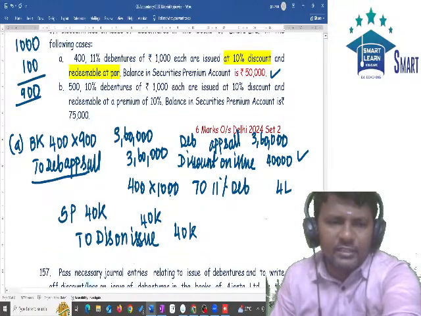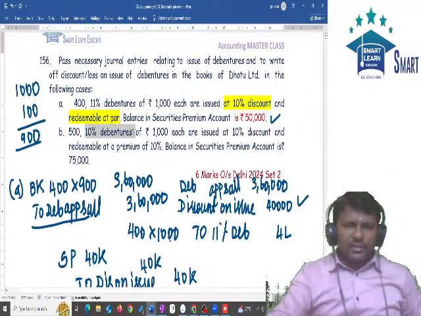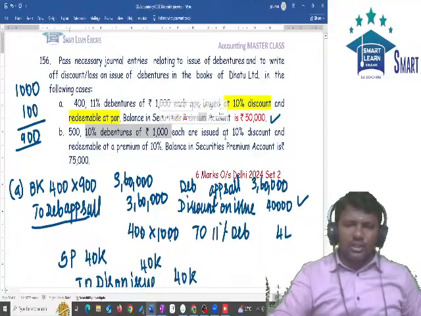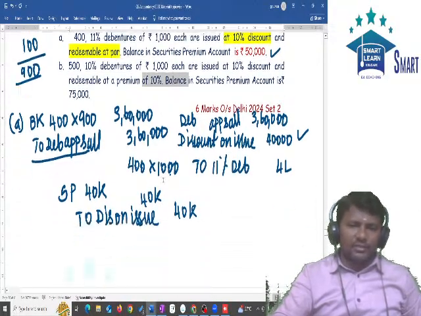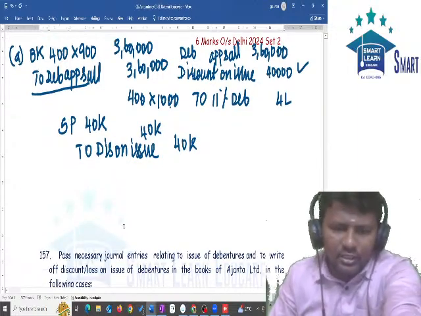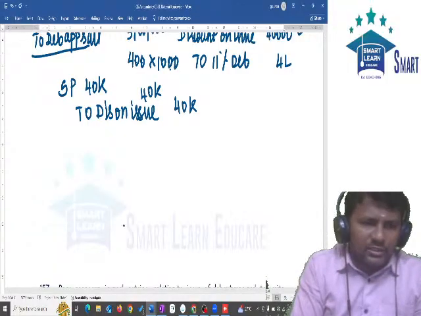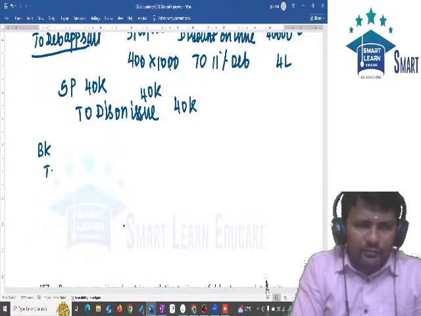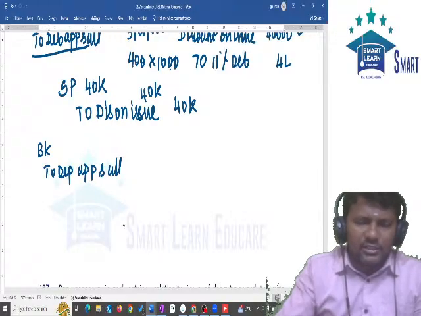What is the second adjustment? It is 500 debentures, 10 percent debentures of rupees 1000 each. It is issued at a discount of 10 percent, redeemed at a premium of 10 percent. So in issue there is a loss, in redemption also there is a loss. What is the first entry? Bank account debit to debenture application and allotment. First entry, no change.